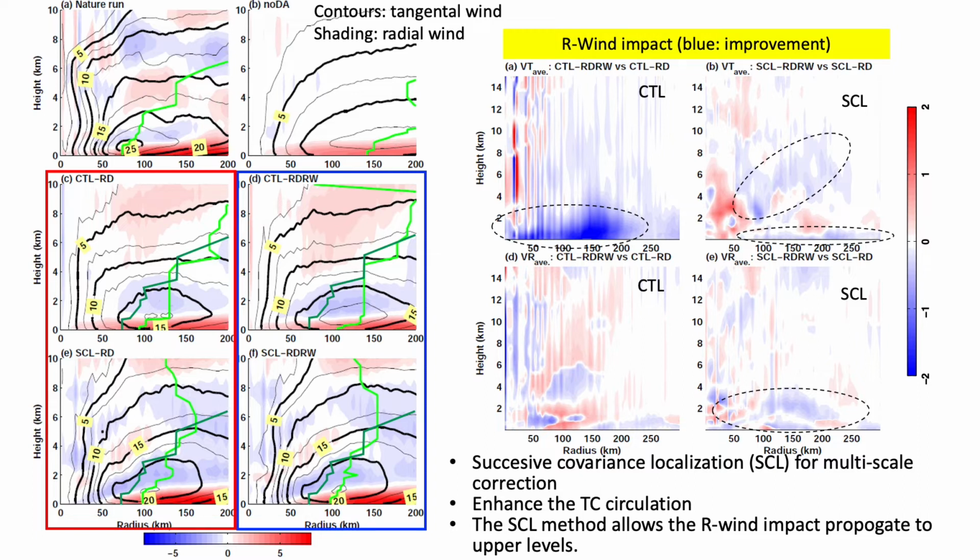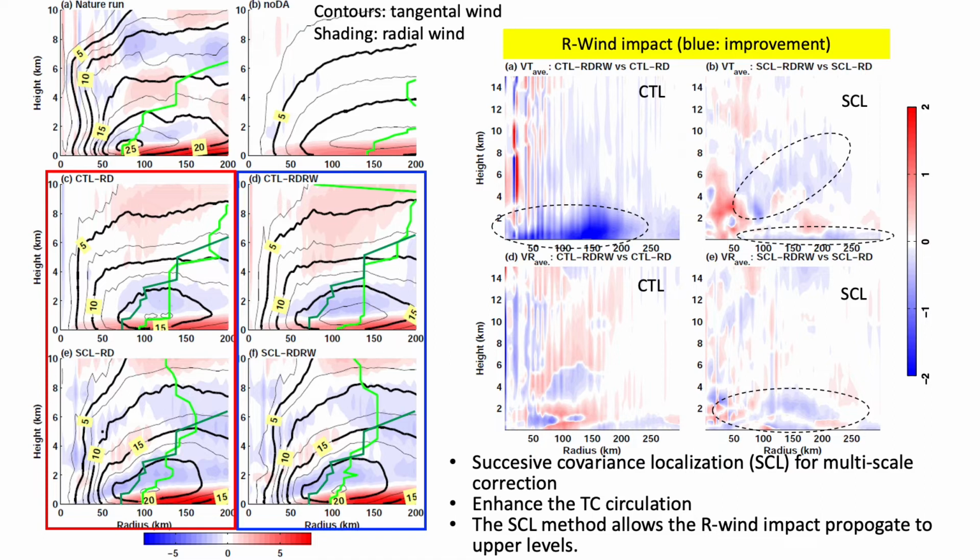We can see that first, if we only consider assimilating radar data, with the multi-scale correction the TC circulation is much stronger than the one using the default assimilation setup. To illustrate the impact of R-wind, we show the improvement relative to their counterpart that assimilates radar data only. First, you can see that with the assimilation of wind speed data, the improvement is significant in the control experiment and mainly located below 2 kilometers for the tangential wind. And with this improvement, the TC circulation is enhanced greatly.